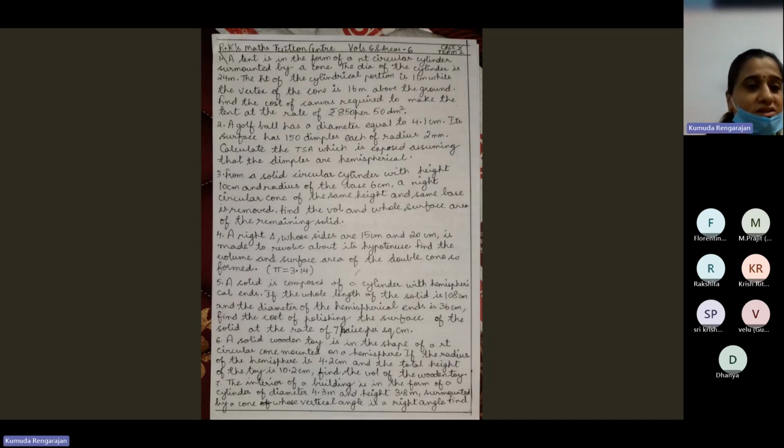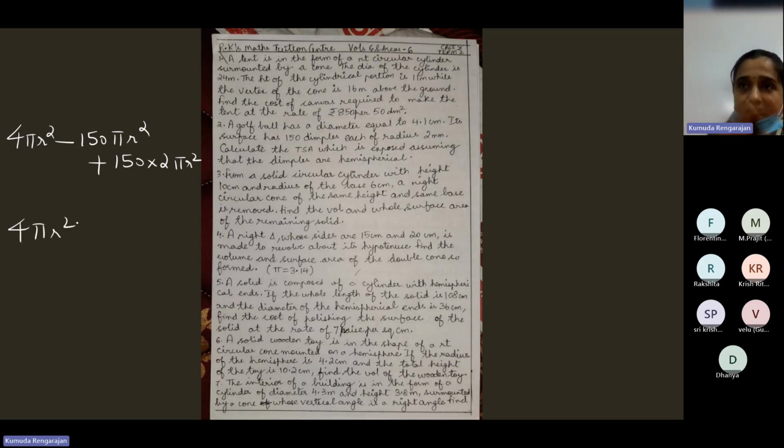When you find, see, this is the expression. It's 4 pi r square minus 150 pi r square plus 150 into 2 pi r square. 4 pi r square is the total surface area of the spherical golf ball, assuming that it's smooth all over. But because of the hemispherical depressions, 150 circles are missing on the top.